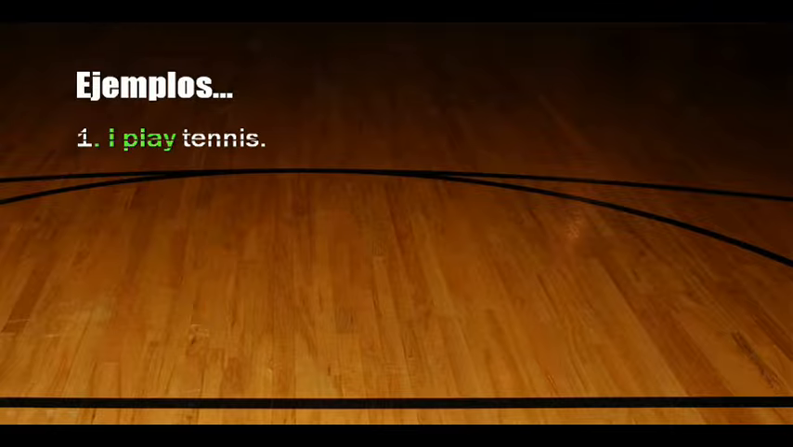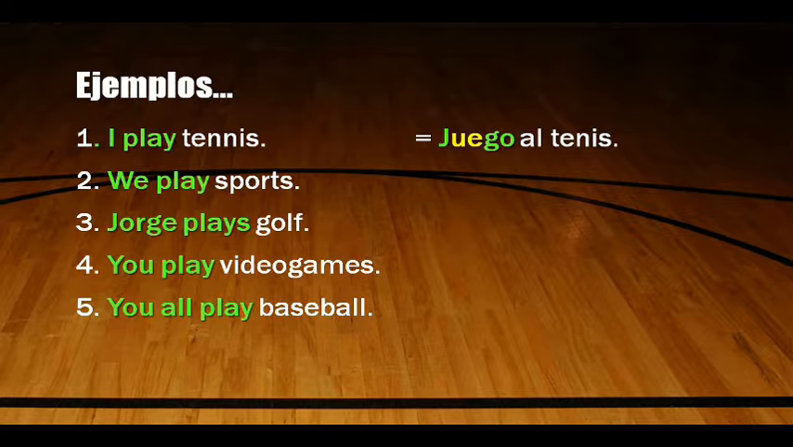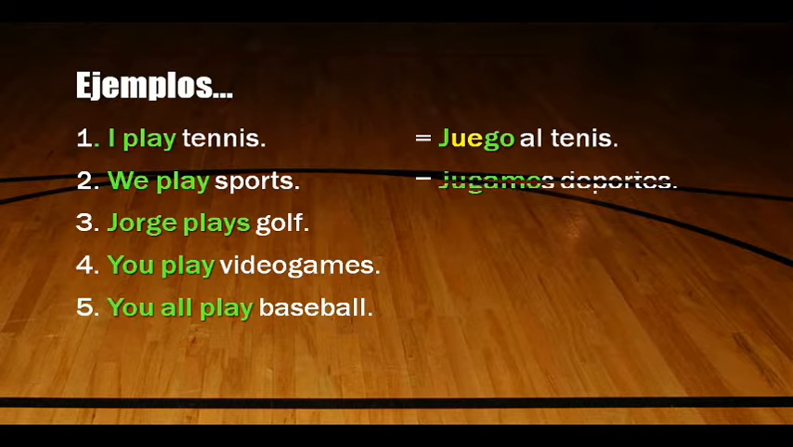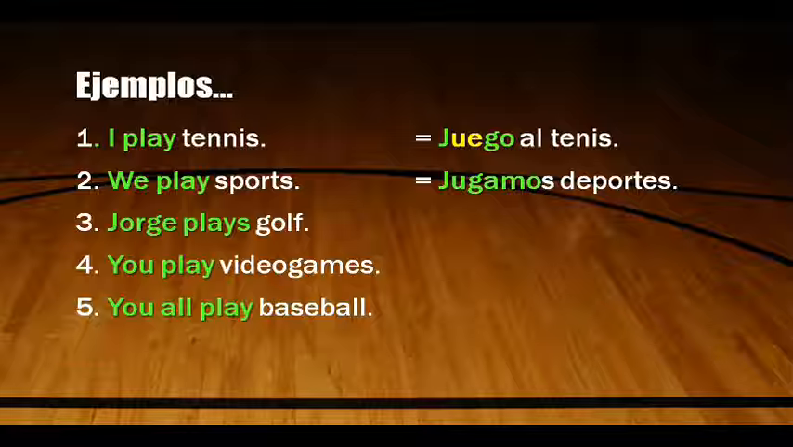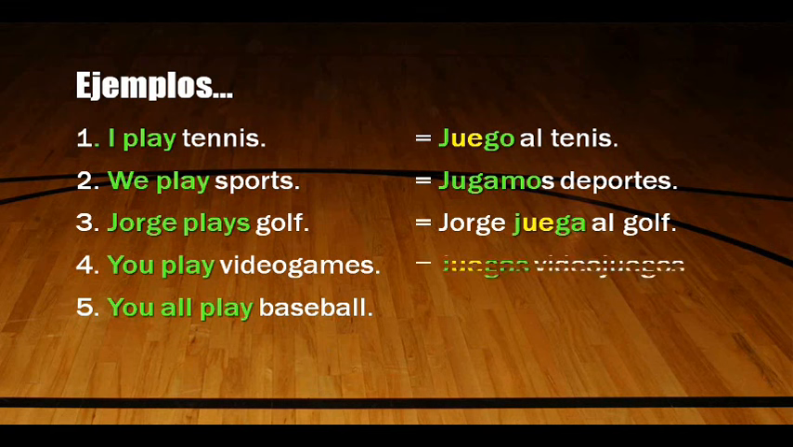Okay, before we practice, let's look at a few other examples. Just going to go over 5 examples. Okay, how we would say I play tennis would be juego al tenis. Now we play sports. We does not stem change. The nosotros form does not stem change. So we're just going to say jugamos deportes. You will never say juegamos. Always jugamos. Jorge plays golf. Jorge juega al golf.